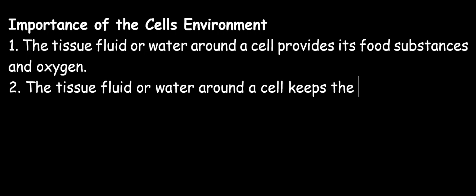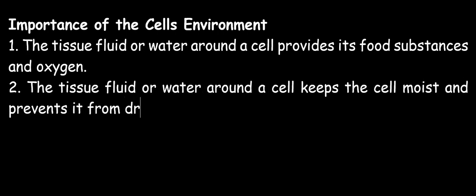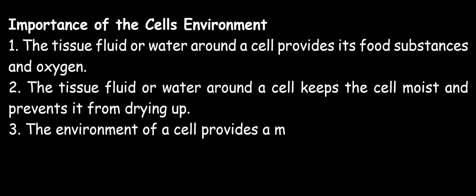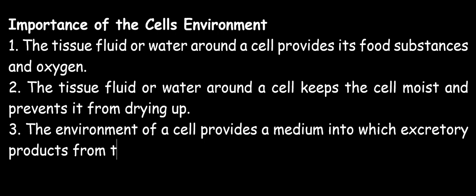Number two, the tissue fluid or water around a cell keeps the cell moist and prevents it from drying up. Number three, the environment of a cell provides a medium into which excretory products from the cell are deposited. That is, the environment of a cell helps in the process of excretion.